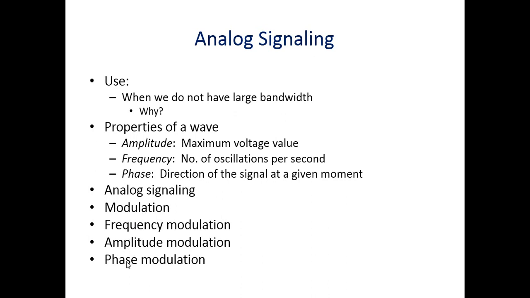In phase modulation, the analog signaling is performed by changing the phase of the wave. In it there is no change in the amplitude or the frequency.